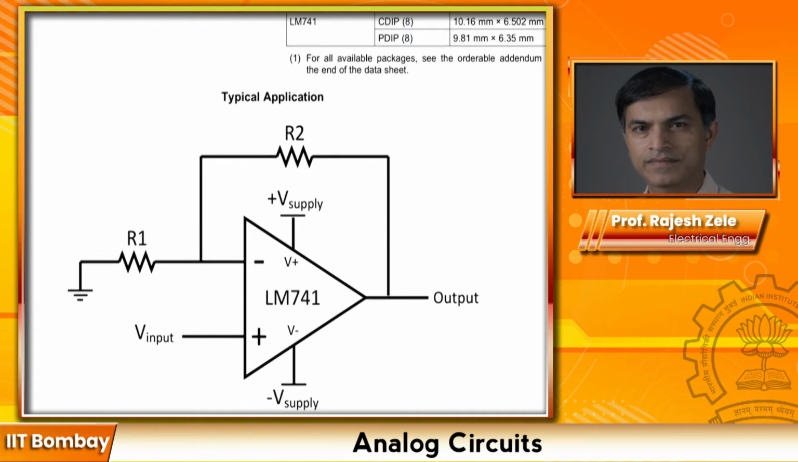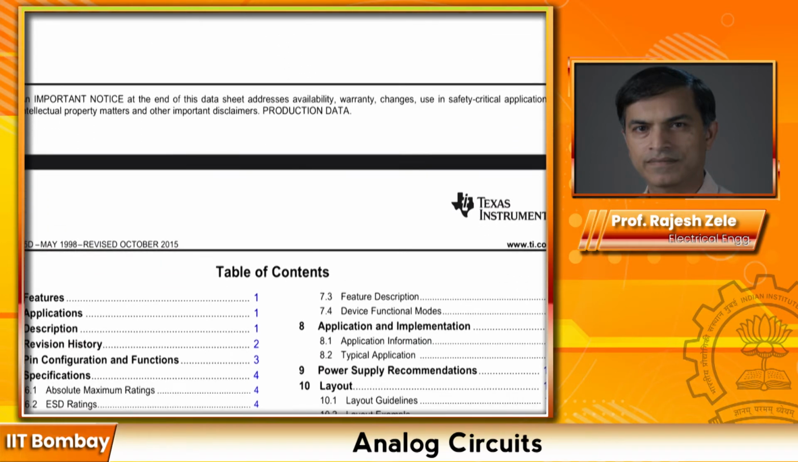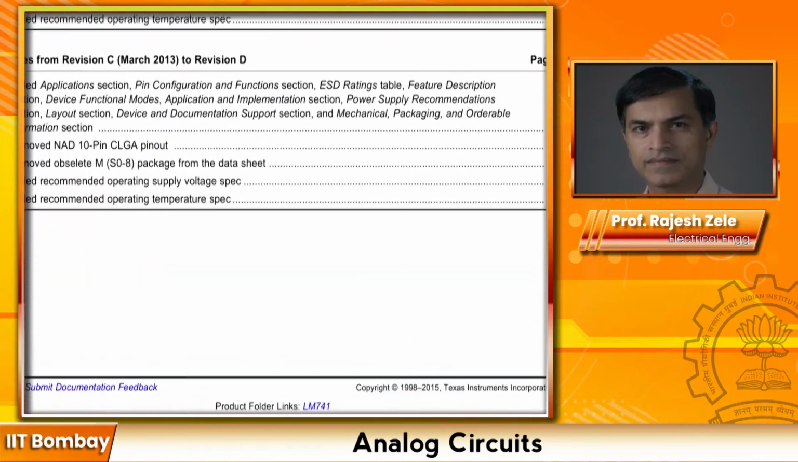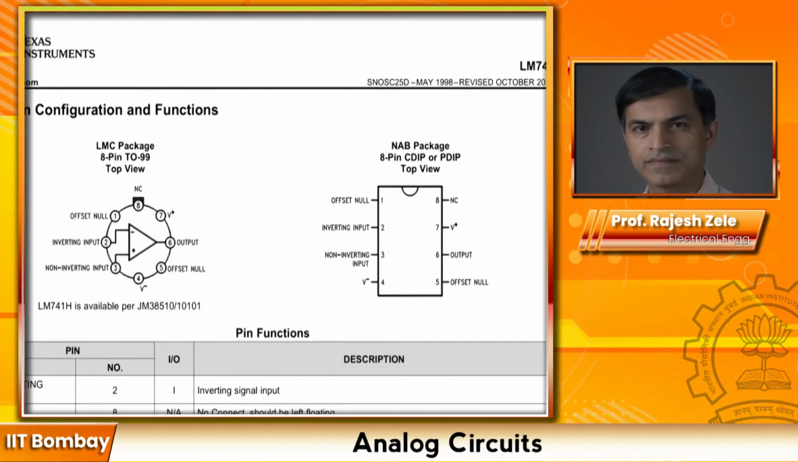And here you can see there is a positive supply, there is a negative supply, and we're going to talk about that. So this amplifier generally comes in different packages. There is a circular package, or it can be a rectangular chip package. And then if you look at the package, it will tell you which pin corresponds to which terminal on the operational amplifier.